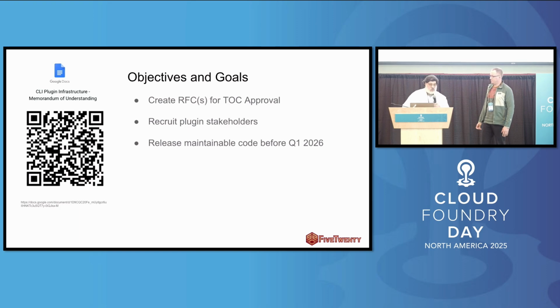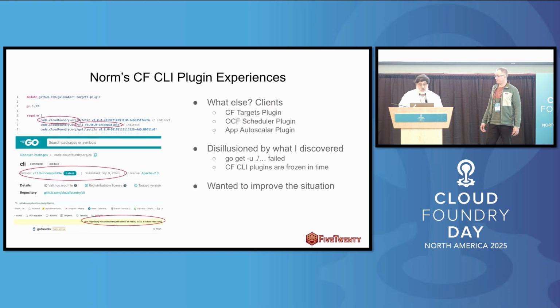So what I wanted to do is make sure we put in front of us the end goal, because all engineers want to know what we're working towards before we get into the story of how we got there. So basically, we need to make RFCs for the TOC. We need more help in terms of getting people to do coding, and we'd like to get this all done before Q1 2026. So it's a big project that we're talking about here.